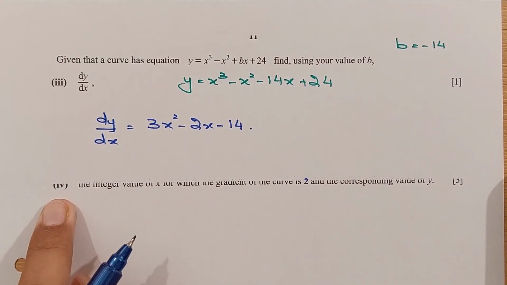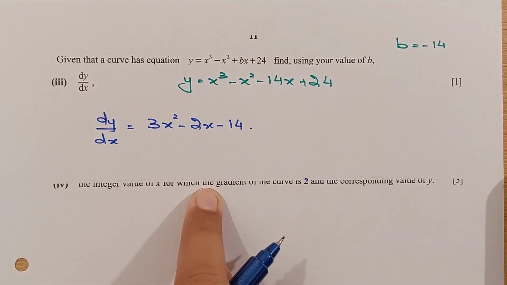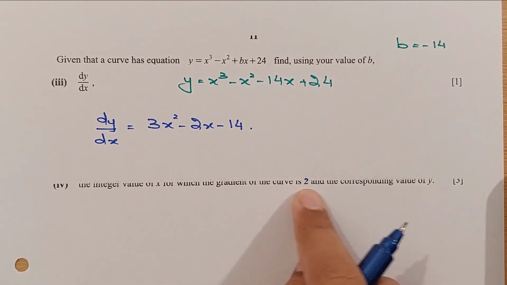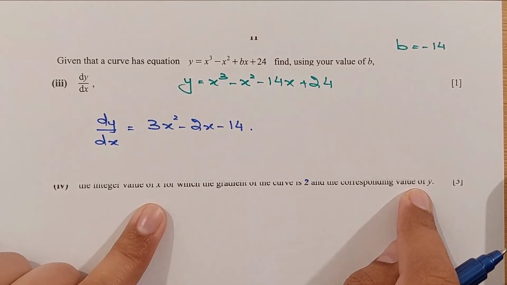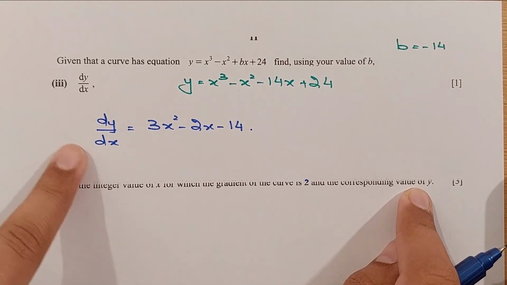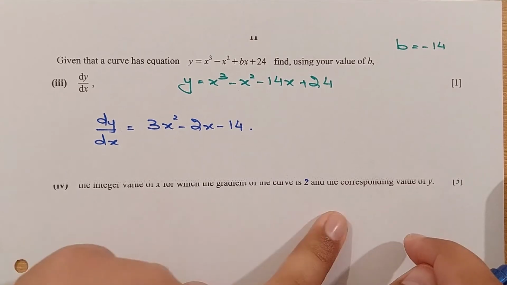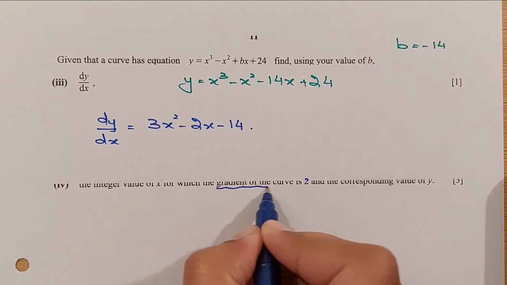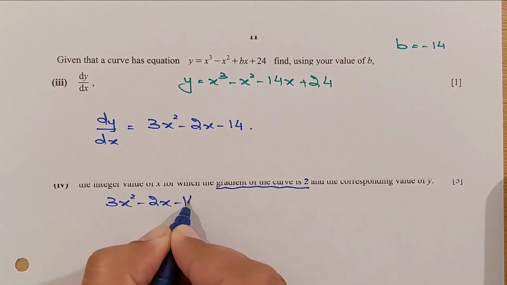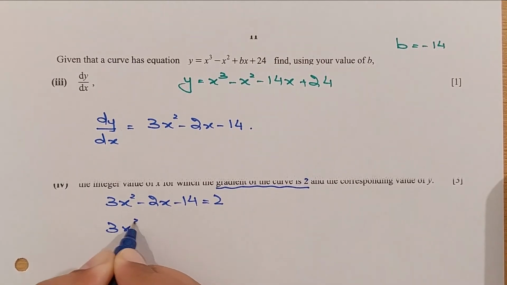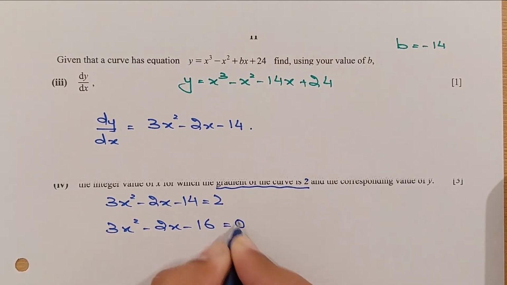Now for the fourth part, we have to find the integer value of x for which the gradient of the curve is 2, and the corresponding value of y. So this is the gradient of the curve. We have to put it equal to 2 and find the integer value of x and the corresponding value of y. So 3x square minus 2x minus 14 minus 2 is minus 16. This equals 0, right?